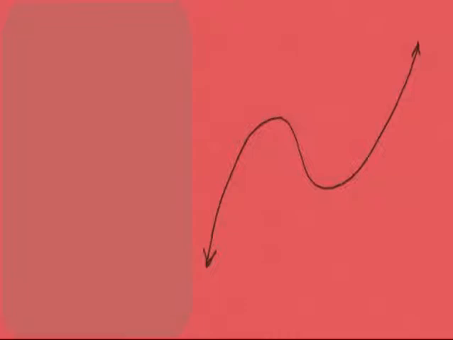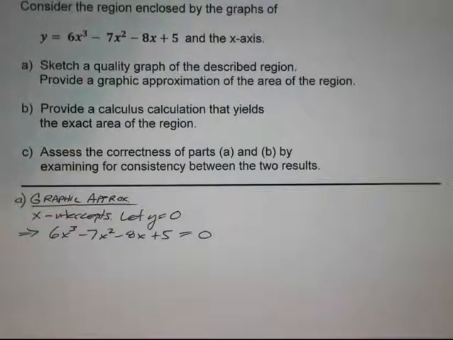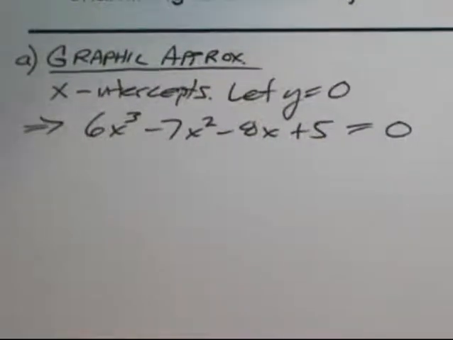And it's going to be intersecting the x-axis as well. So I'm motivated to seek some x-intercept. So, like all x-intercept questions, let y equal to 0 and consider the result. Here we have that 6x cubed minus 7x squared minus 8x plus 5 equals 0.